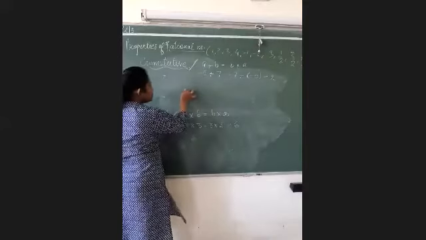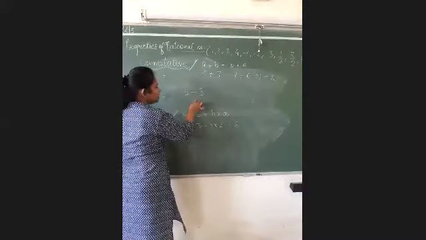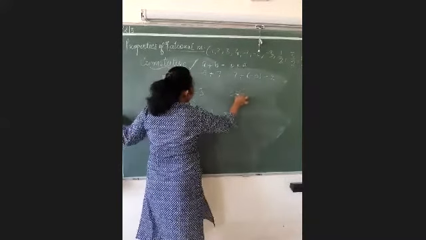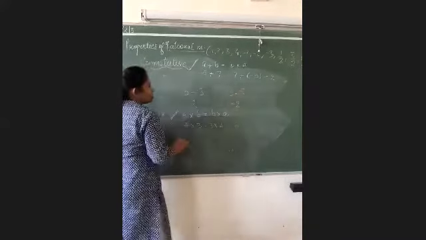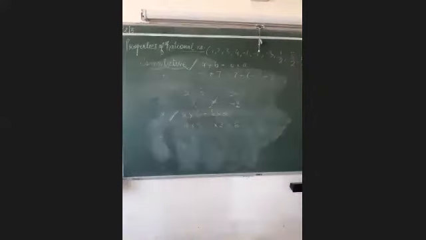Now let's see. 5 minus 3 will give you 2, and 3 minus 5 will give you -2. Now you can see both are not giving you the same answer. Okay, for subtraction you cannot change the order, whereas for addition and for multiplication you can change the order.